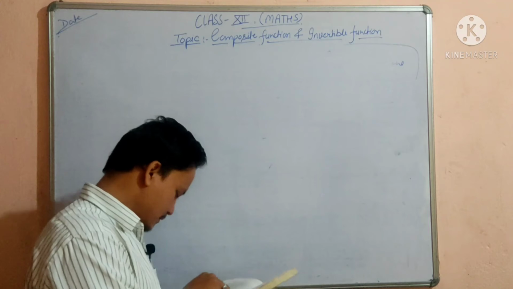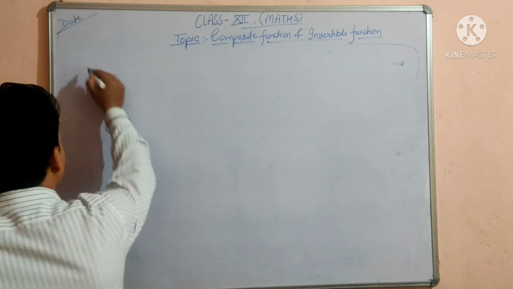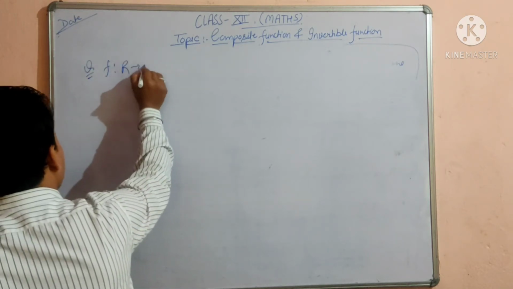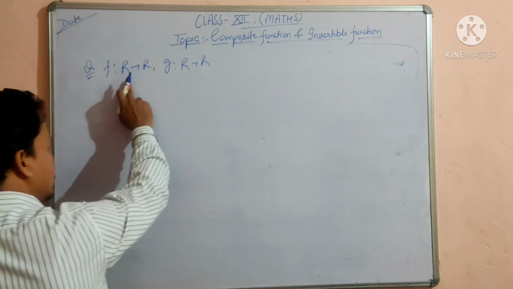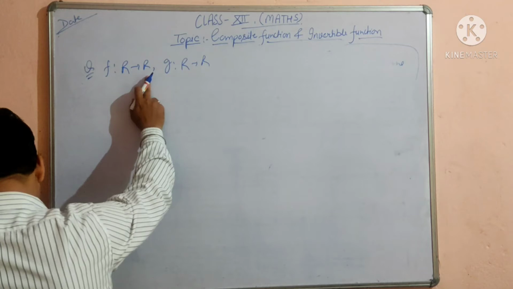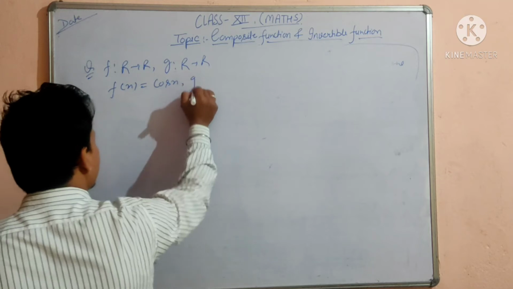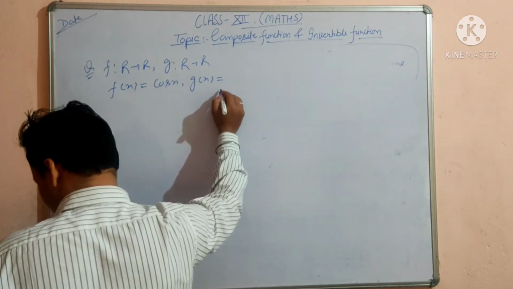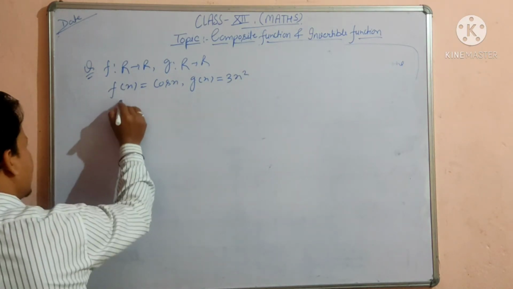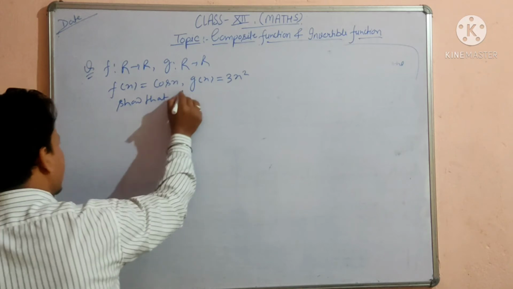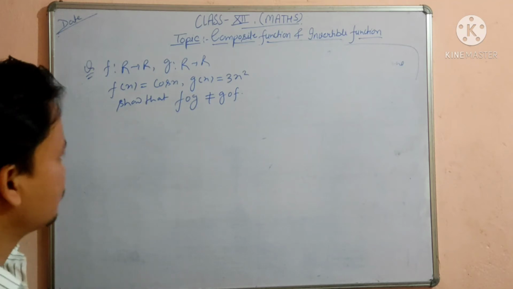So the next question is to find GOF and FOG. If a function f is from R to R and another function g is from R to R, meaning both functions exist from real numbers to real numbers, and the function f(x) is given as cos x, and g(x) is equal to 3x square. We have to show that FOG does not equal GOF, meaning the compositions FOG and GOF are not equal.